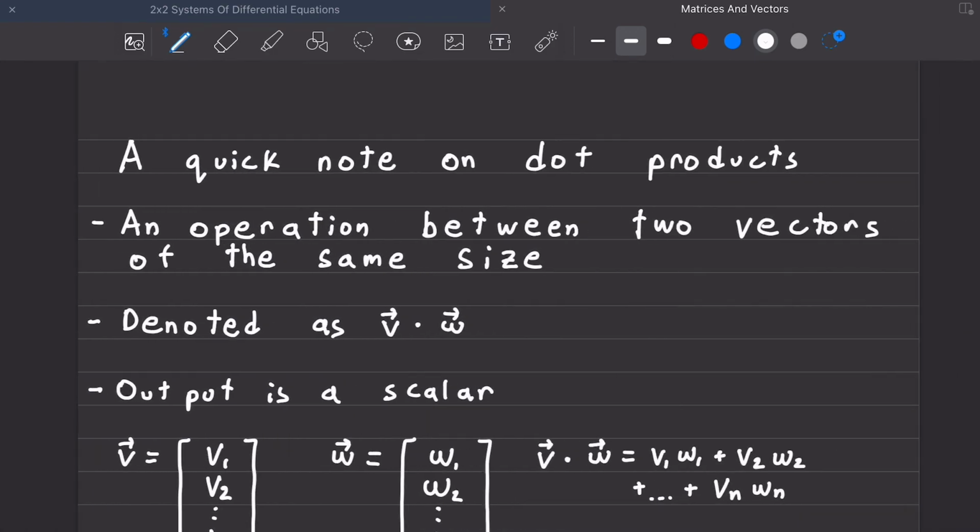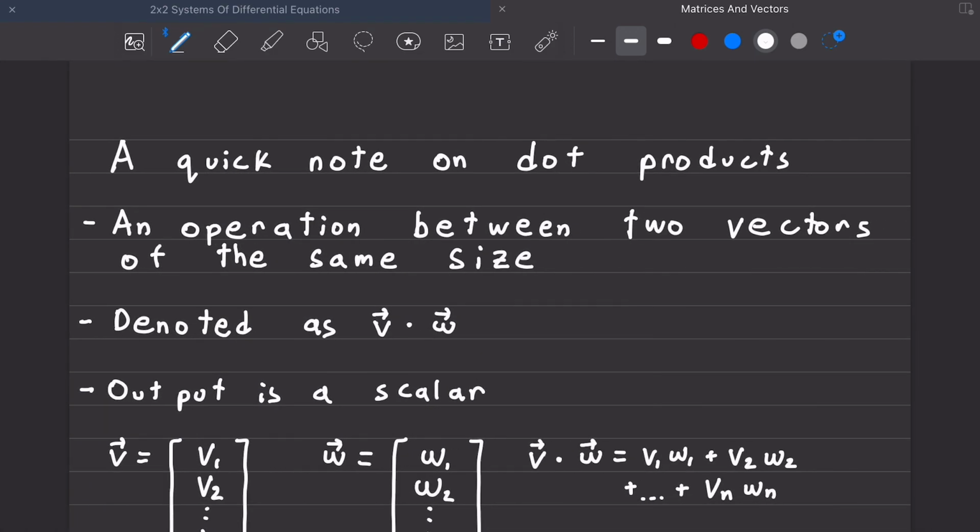Now, before I teach you how to do matrix multiplication, I think it's very important that you understand the idea of a dot product, and that's something that you might not have seen before. So, a couple of facts about a dot product. It's going to be an operation between two different vectors of the same size. So just like addition, dot product only makes sense if it's on two vectors of the same size.